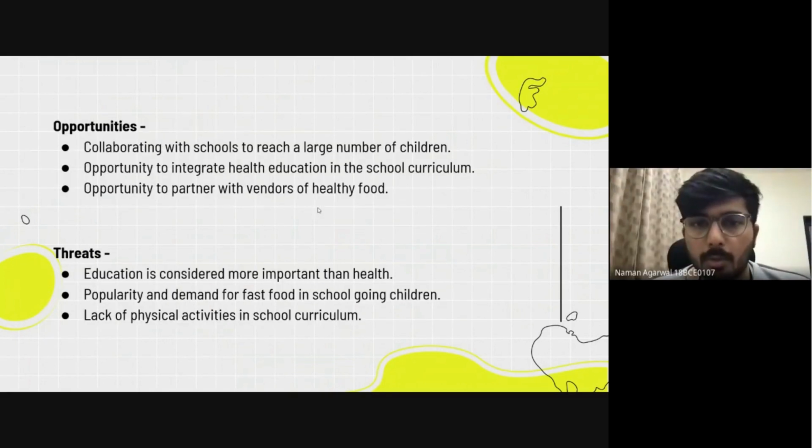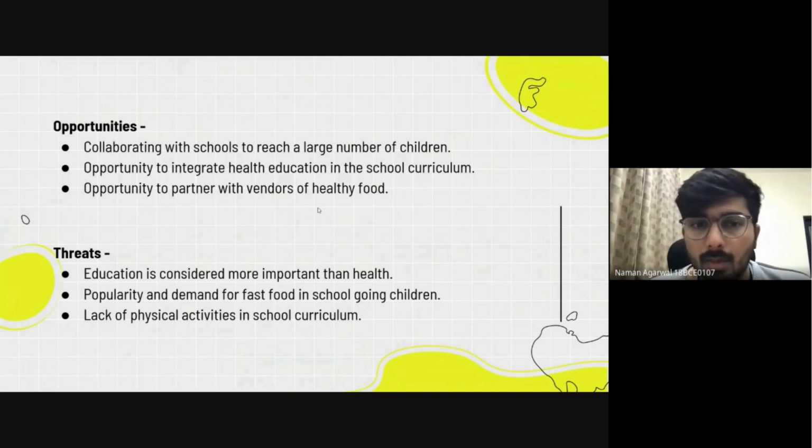So now coming to opportunities, we have a huge opportunity to collaborate with schools since we can reach a large number of the population in a short span of time through schools. Another opportunity would be to integrate health education in the school curriculum itself. It's quite important that students know what obesity is and how important it is to stay fit, right? Another opportunity would be to partner with vendors of healthy food.